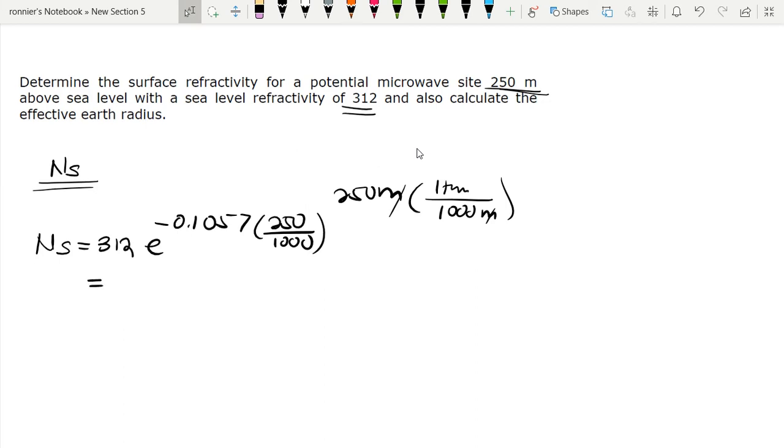Pasensya na kayo dun sa aso. Malakas ang tahol. Okay, so compute natin si surface refractivity: 312 times e to the negative 0.1057 times 250 divided by 1,000. So, ang sagot ay 303.86. Wala namang unit yan. Okay. So, ito yung Ns.